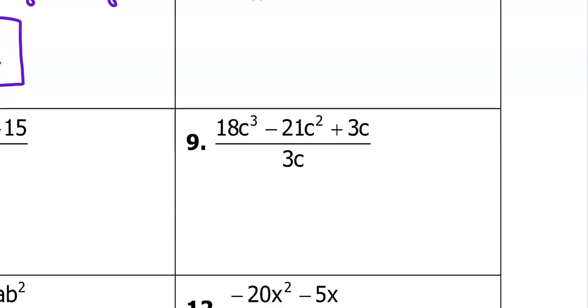Okay. So we have 3 pieces that we are going to divide by 3c, all right? If you want to break them up individually, you can. What is 18 divided by 3? 6. What is c cubed over c? There's a little one right here. c squared, right? So that first piece breaks down to be 6c squared, right? Do we need to see it? 18c cubed over 3c to the 1. 18 over 3 gave me the 6. c cubed over c to the 1 gave me c squared.